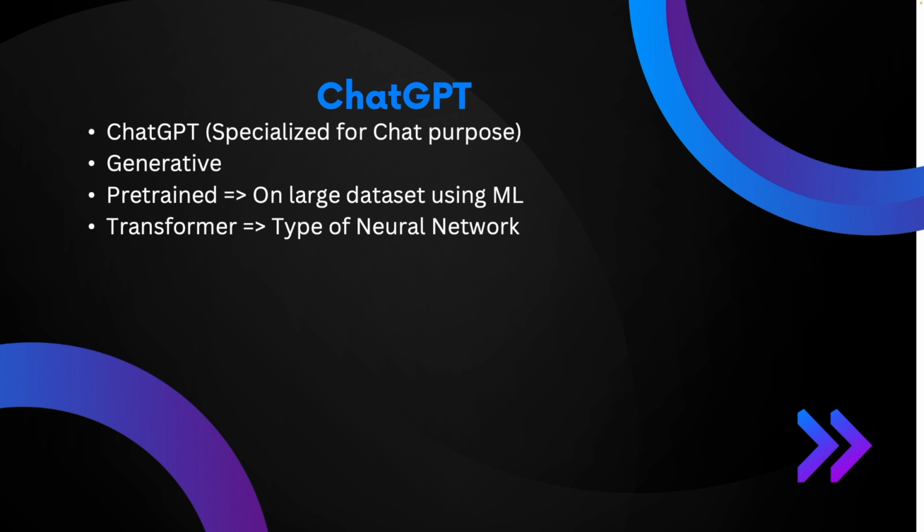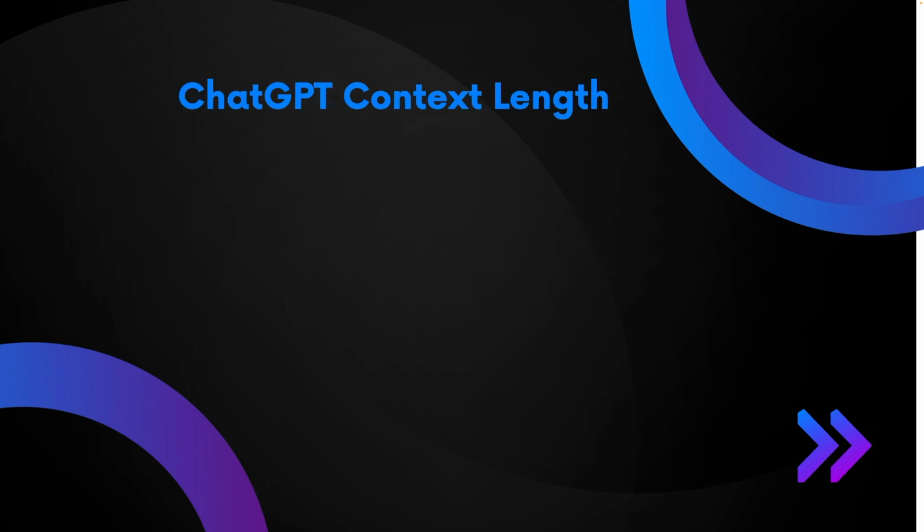Pre-trained on a large dataset using a machine learning model, and a transformer is basically a type of neural network that is used to train ChatGPT. This type of neural network is good at retaining context and generating text given the context. However, unlike humans, ChatGPT models have a limit on the amount of context they can retain. So depending on the type of model you're using, for example, ChatGPT 3 can retain 4,096 tokens worth of conversational memory. GPT-4 has 32,000 tokens worth of memory.